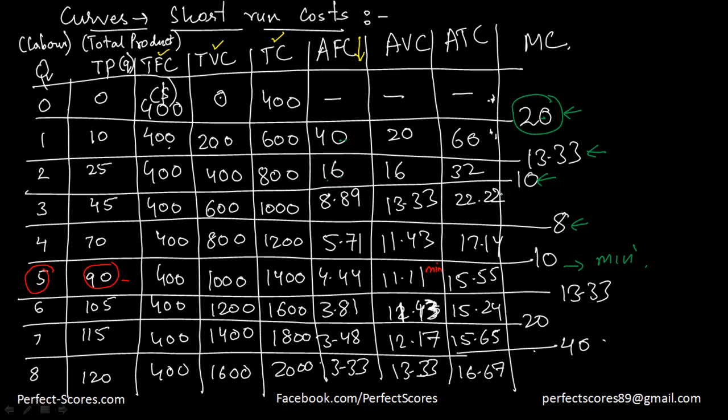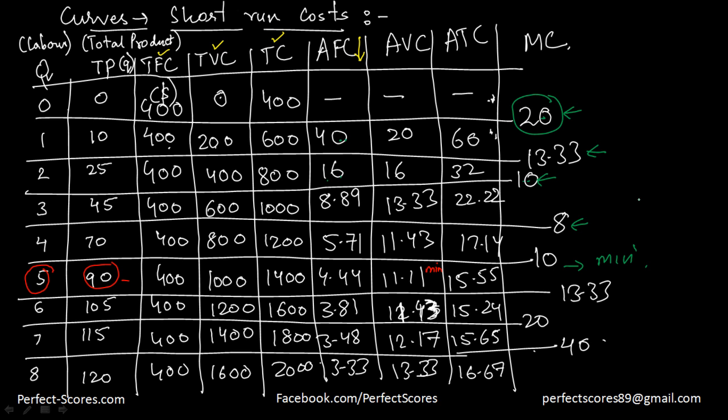If this is 13, this is 16, right? And after 10, what happens is, after 10's marginal cost, if this is 10, this is 16, this is 8.89, this is 8, this is 5.71, this is 10. So what happens after this minimum point, the marginal cost becomes more than the average fixed cost, which is pretty much there.